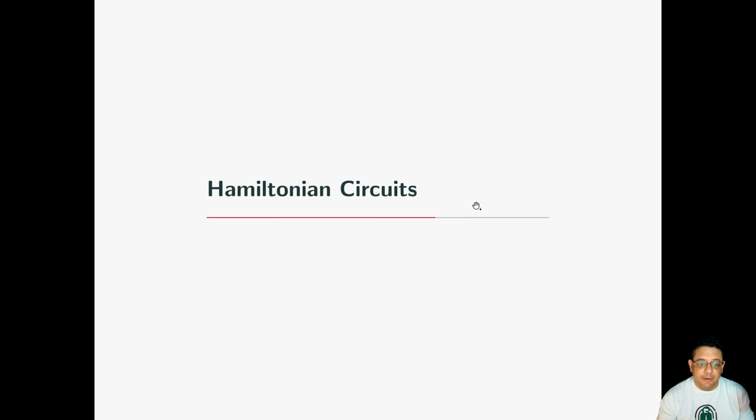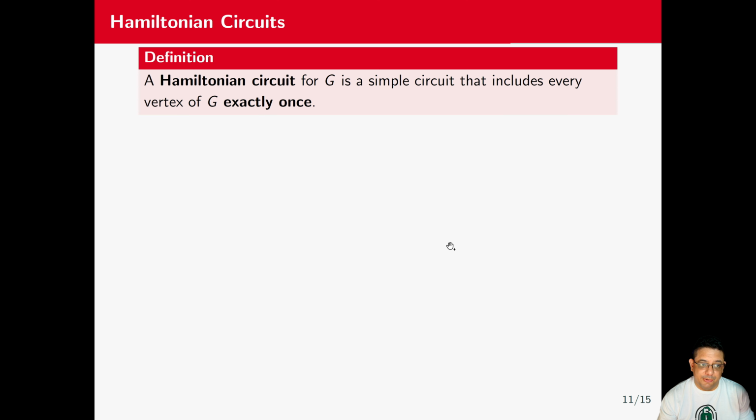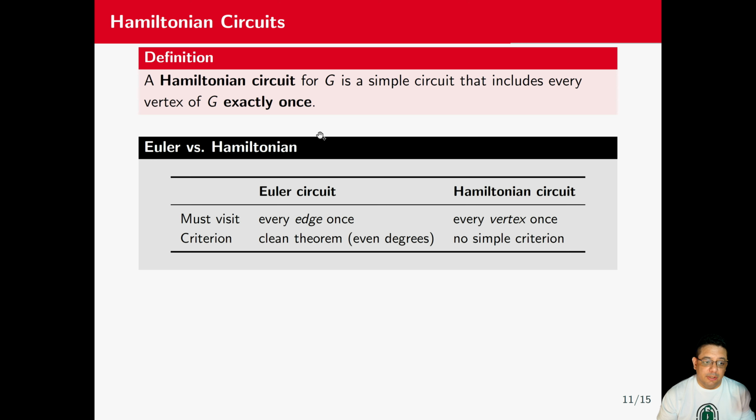Now, the final type of circuit is going to be the Hamiltonian circuit. A Hamiltonian circuit, similar to the Euler, is a simple circuit that includes every vertex exactly once. So the Euler was every edge; now the Hamiltonian is every vertex. Here is the comparison of Euler versus Hamiltonian. In the Euler, we must visit every edge once. In the Hamiltonian, we must visit every vertex once.